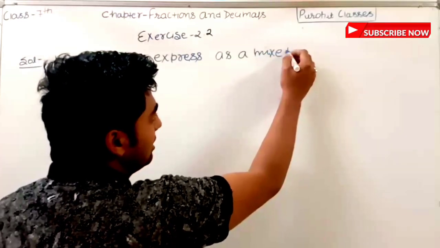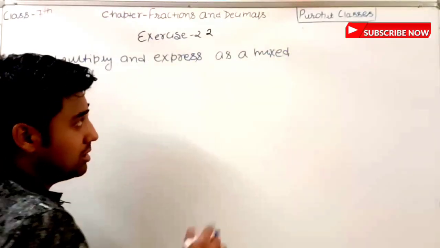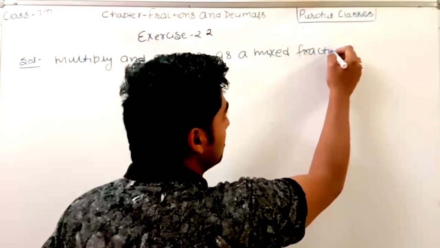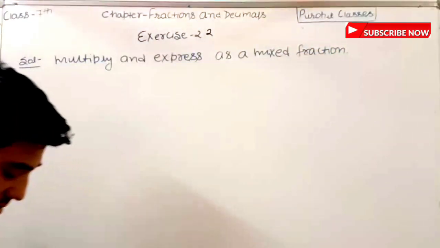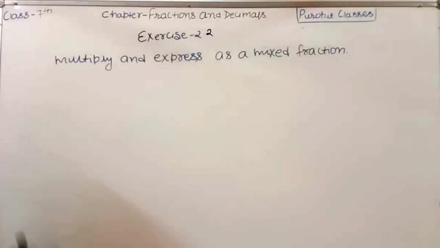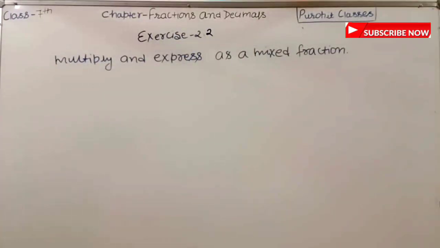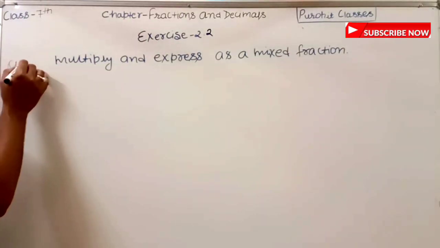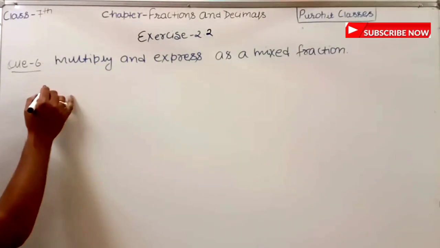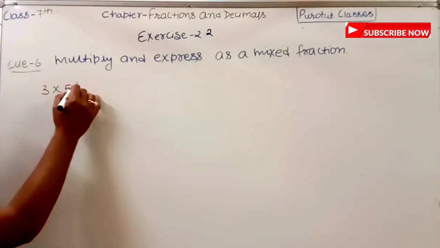Till then, tell me which kind of fractions are written in the form of a mixed fraction. Correct answer, improper. Okay, so let's see, this is question number 6. First part is 3 multiplied by 1 over 5.